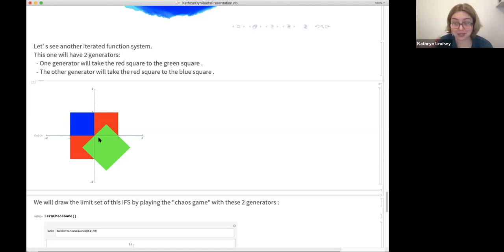So now we're starting to put in rotation. Okay, so let's see what the limit set is. We can do this by playing this chaos game.